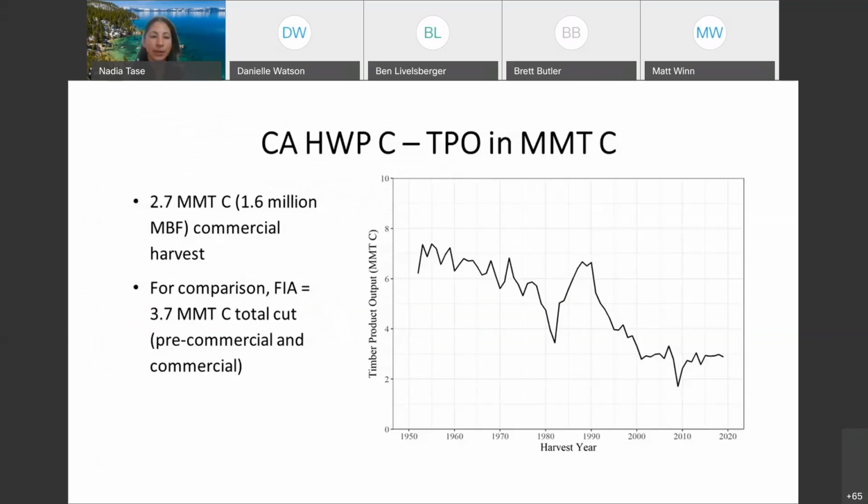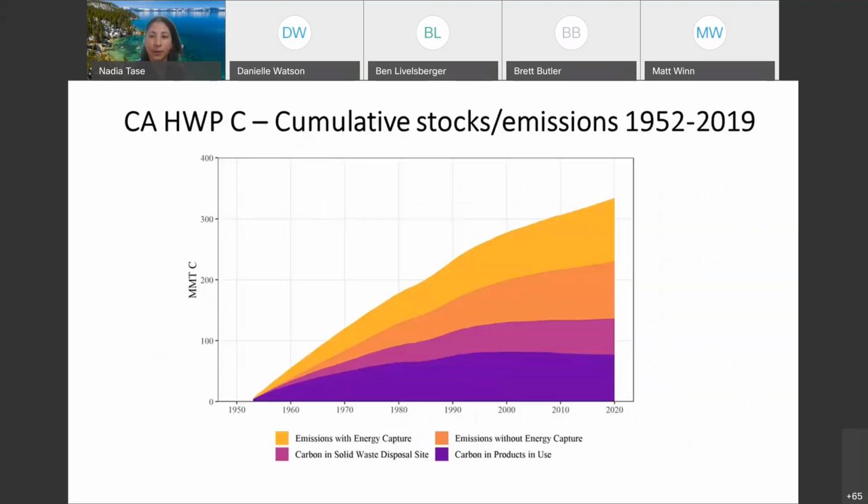So here are just some quick examples of the outputs that we get when we do our carbon accounting. We can provide the timber product output in million metric tons of carbon, and we can compare that to the FIA cut. We were showing with our FIA data that there was 3.7 million metric tons of carbon cut out of the forest, and 2.7 of that was associated with commercial harvest. So that makes sense, because not everything that gets cut comes out of the forest. And then we can also show our cumulative carbon stocks and emissions.